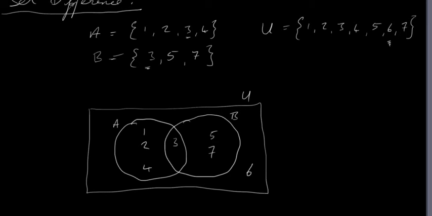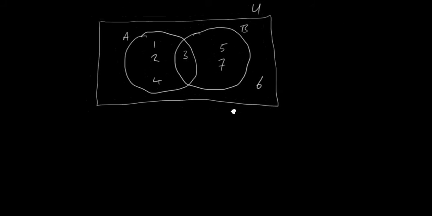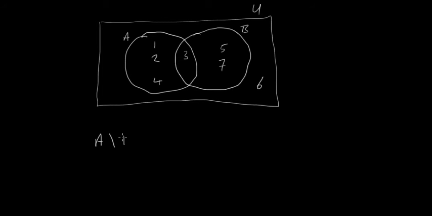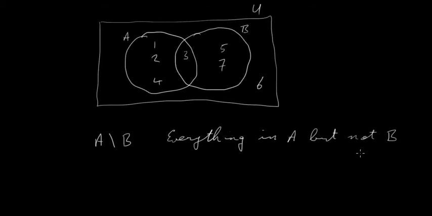Now we're talking about set difference. What does that mean? Well, let's have a look at what's called A less B. A not B, or A less B. This is what's called set difference. So what does that mean? Well, it means everything in A but not B. Everything in A but not including B.